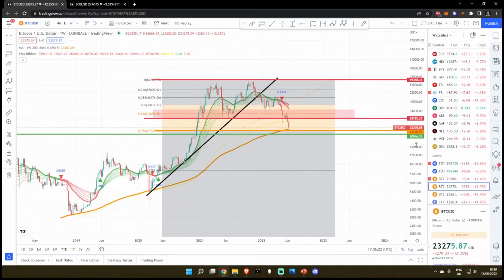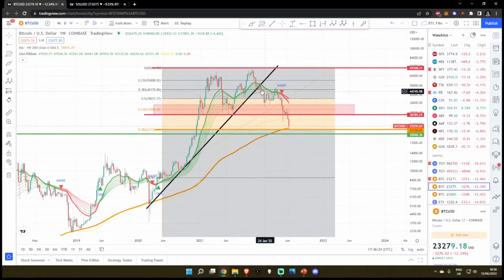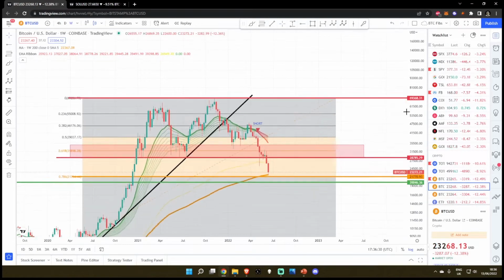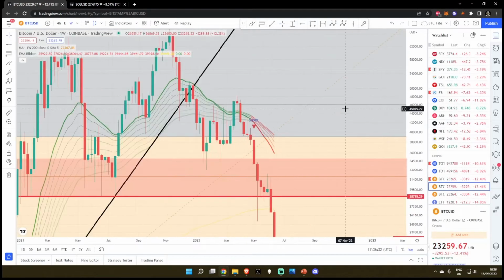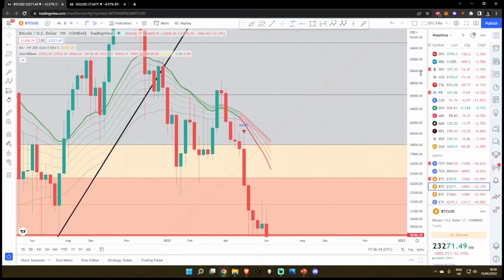But now you can very much clearly see, when we've got these big ones, you can very much distinguish between the short and the long-term moving average on the EMA ribbons, and as such, it makes it a lot easier to see whether we have a bullish or bearish crossover on the EMA ribbons.